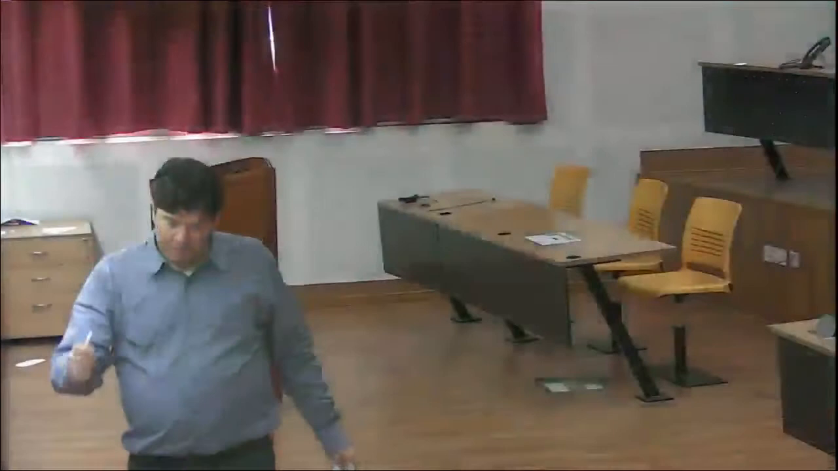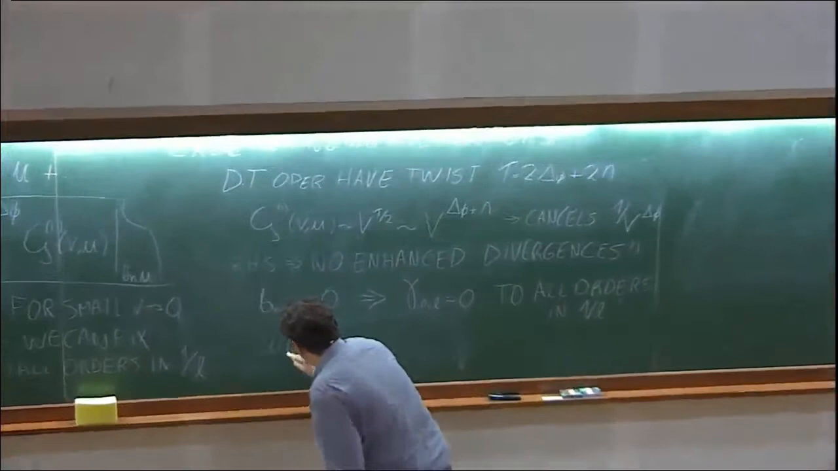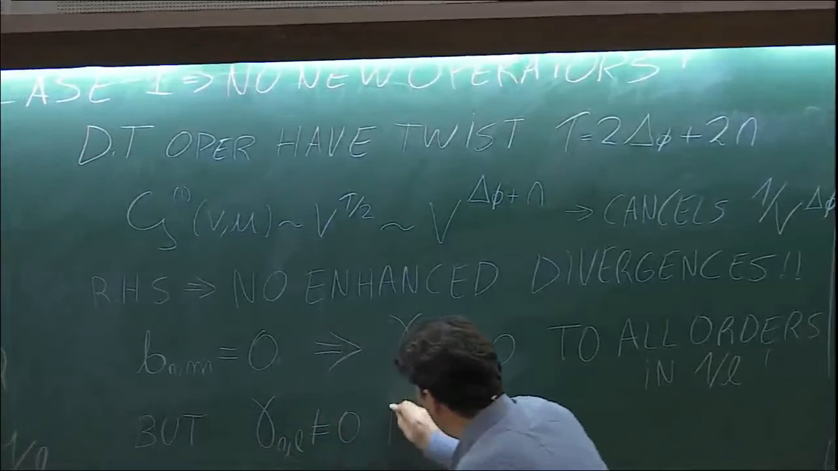So the first note is that, on the other hand, it could be okay to have a solution where gamma NL is different from zero for, let's say, L equal to zero.